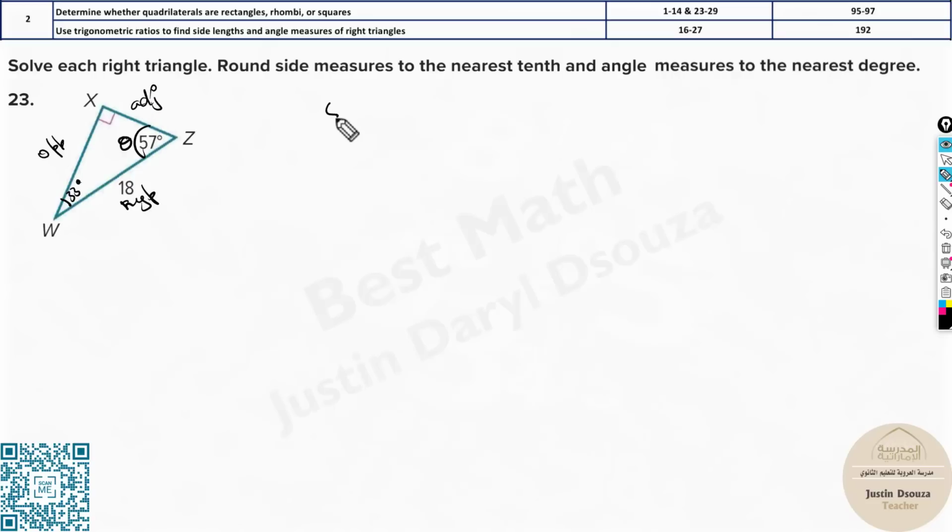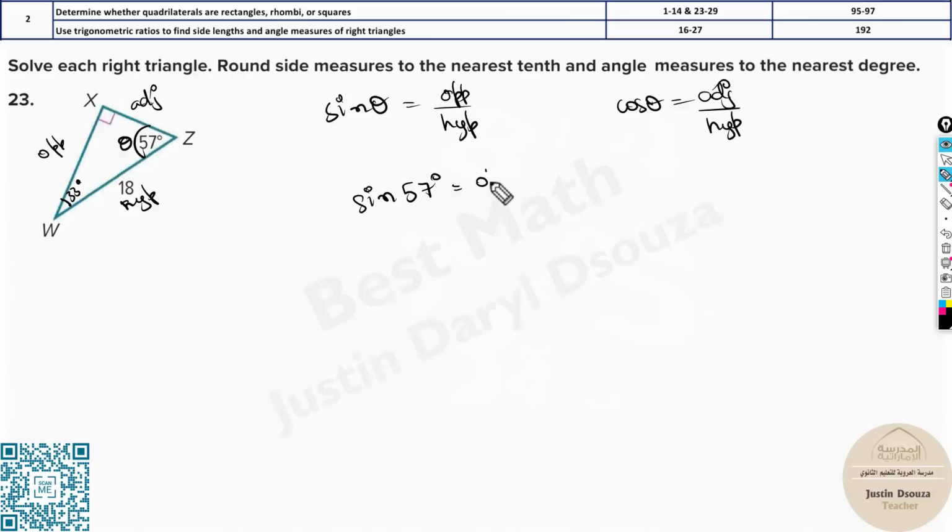Now, I have hypotenuse. That means I have to use sine theta equals opposite by hypotenuse, and cosine theta, that is adjacent by hypotenuse. These are the two formulas which I have used. And then over here, what I need to do is substitute. Sine theta is 57 degrees, and then we have opposite to be unknown. I'll just write opposite side itself, okay? Hypotenuse is 18, and over here cosine 57 degrees, adjacent is unknown, and over here we have hypotenuse to be 18.